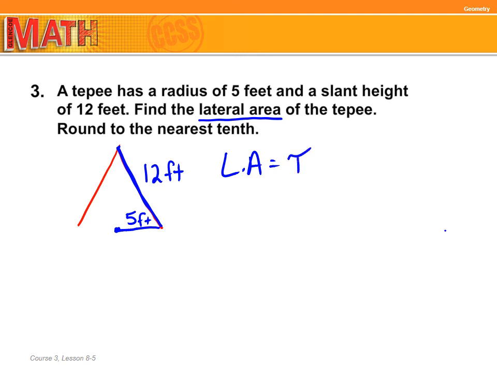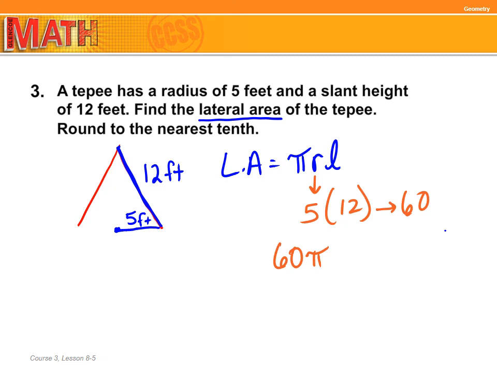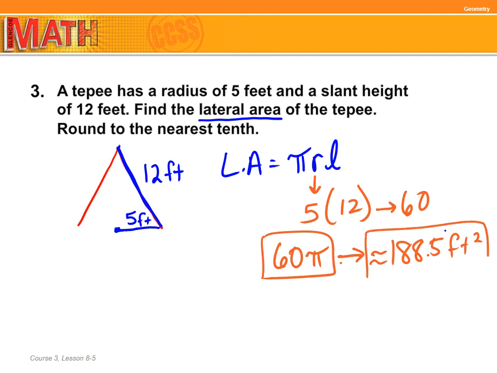So we're going to have pi times the radius times the slant height. So my radius is 5. My slant height is 12. 5 times 12 is 60. So I'm going to have 60 times pi is the lateral area, or we can simplify that to 188.5 square feet. Again, it all depends on what answer they're asking us to do. In this case, they're asking us to round to the nearest tenth. So I went ahead and multiplied pi into 60, but technically the correct answer could be either one.